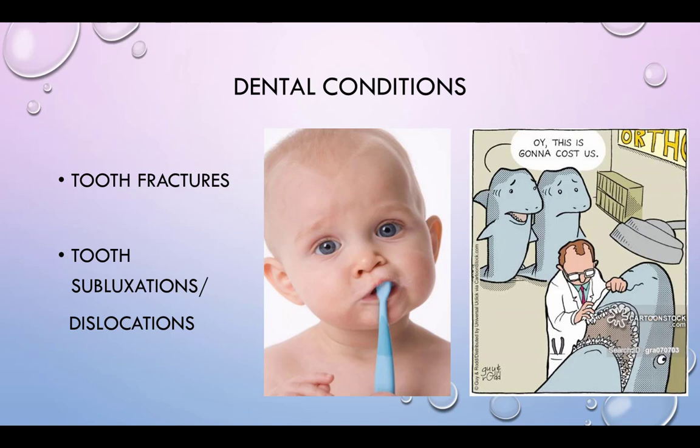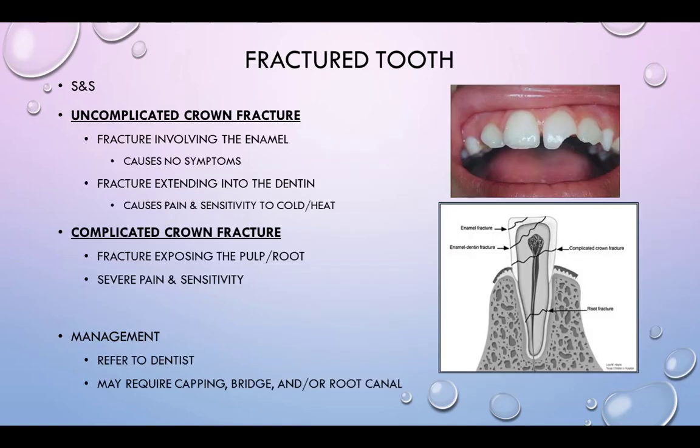Dental conditions include tooth fractures and tooth subluxations and dislocations. Different parts of the teeth can fracture. An uncomplicated crown fracture includes a fracture involving the enamel, or the most outer layer portion of the tooth, and it may not cause any symptoms. It can also be a fracture which extends into the dentin, which will result in pain and sensitivity to cold and heat. A complicated crown fracture is a fracture which exposes the pulp or the root of the tooth. A complicated crown fracture results in severe pain and sensitivity.